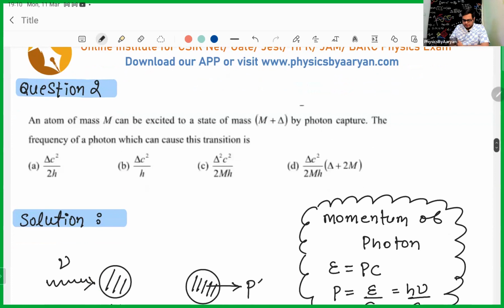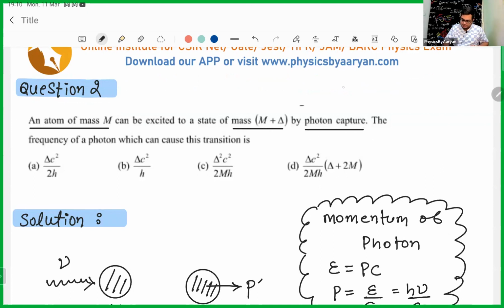An atom of mass m can be excited to a state of mass m plus delta. Now this is very strange. Take your time. You have an atom whose mass is m, and all of a sudden you changed your atom to mass m plus delta by photon capture. So what is happening here?